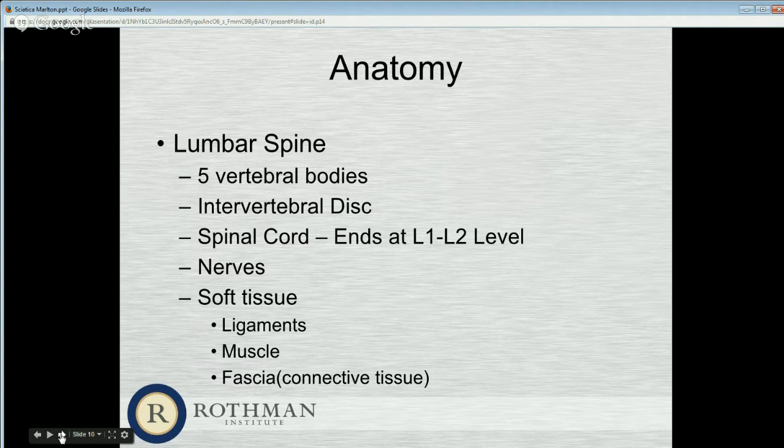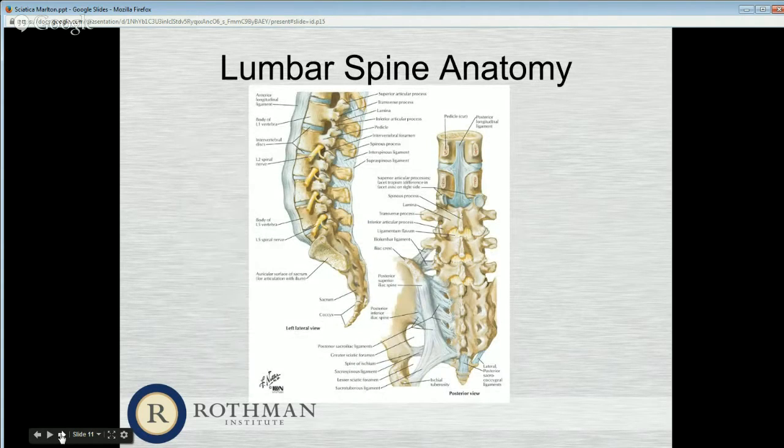So this is a description or a diagram of the spine. Right here is your vertebra, the bony block. The white in between is your disc. This yellow piece is a nerve coming out of your back, and essentially these nerves form together to go down into your legs. They give you your strength and your feeling in your legs.